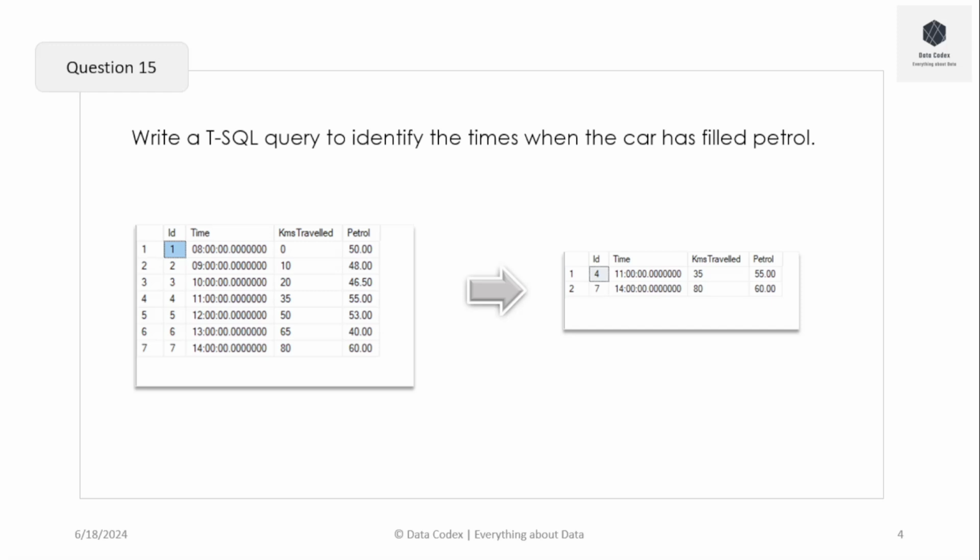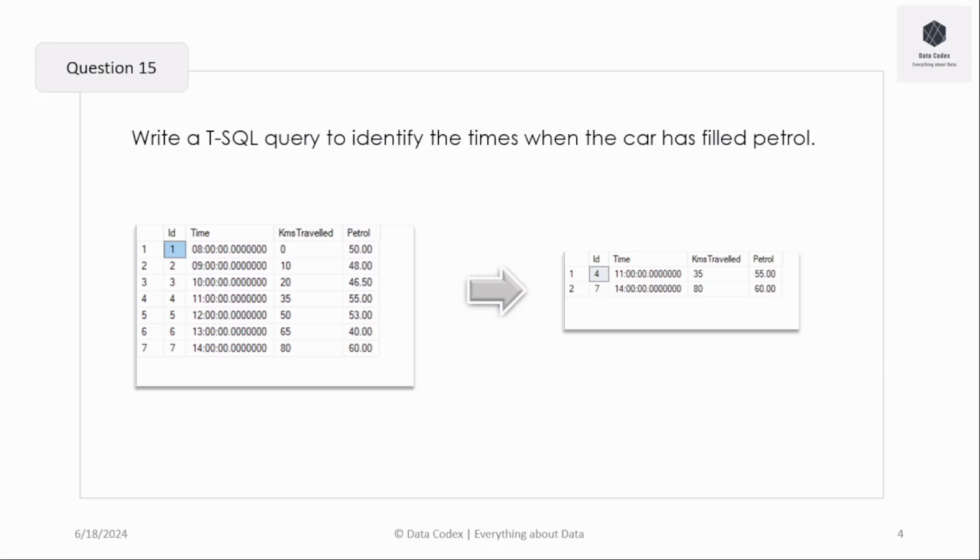Based on the available data, you can see that petrol has been increasing and decreasing. When the petrol has increased, it seems the car has been refilled. So we need to identify the result set as shown on the right-hand side, filtering out the times at which the car was filled with petrol. We can use two methods to identify the refilling amount: one with the help of built-in SQL functions, and another by using joins.